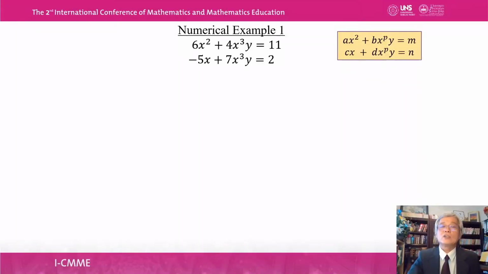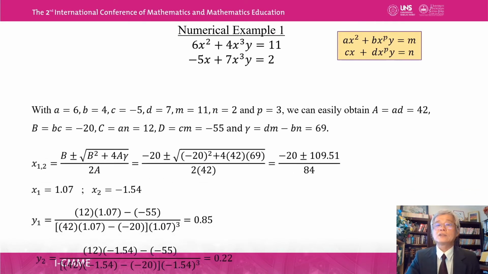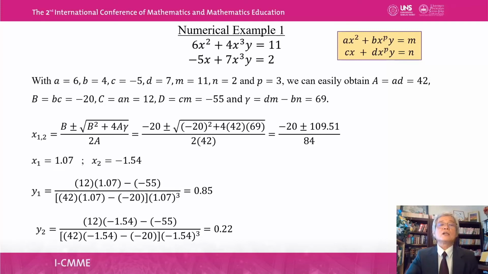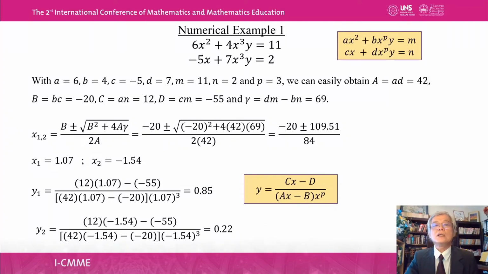Now let's look at a numerical example. Given this set of nonlinear equations, 6x squared plus 4x cubed y equals 11, negative 5x plus 7x cubed y equals 2. We notice this is exactly the same form as the one we just saw. We just read out the constants a, b, c, d, m, n, and p from the given equations, and we can calculate alpha, beta, and gamma. We put these known constants into the solution for x. You obtain x1 and x2. Then we substitute x1 and x2 into the solution for y. We obtain the corresponding y1 and y2.